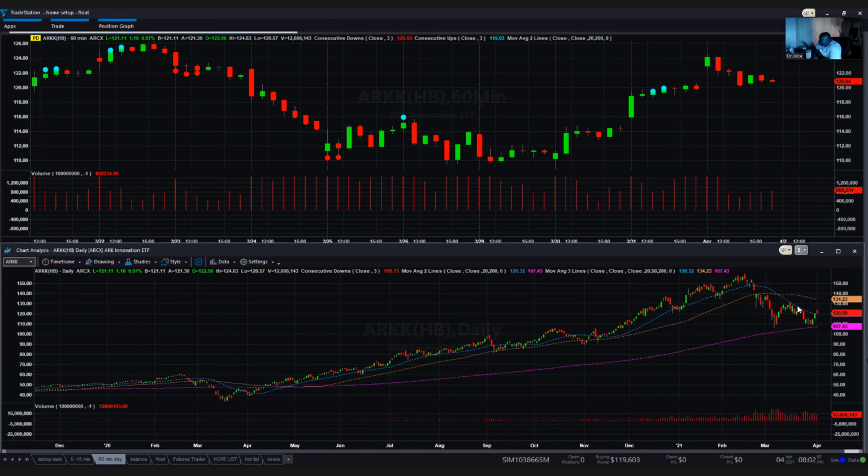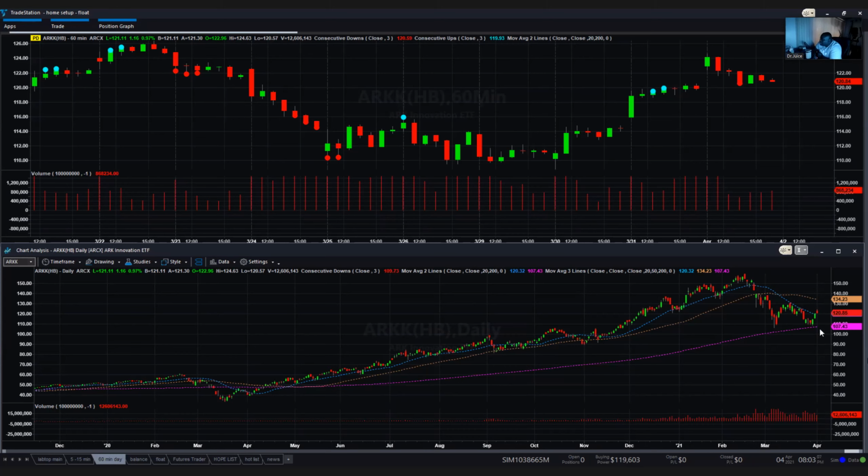The 20 crossed over the 50, and eventually, with this climb, the 20 is going to cross back over the 50. The 50 is on top now. This is the 50 moving average, this is the 20 moving average, and this is the 200 moving average. So the 20 is going to eventually cross back over the 50 with ARC on the rise.